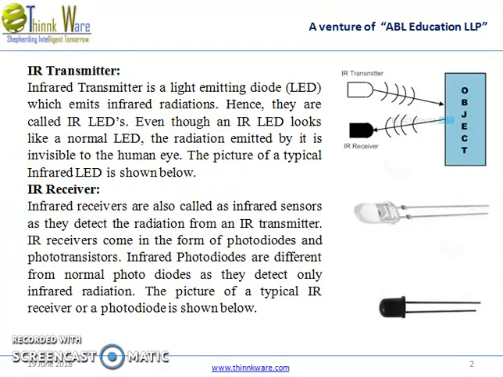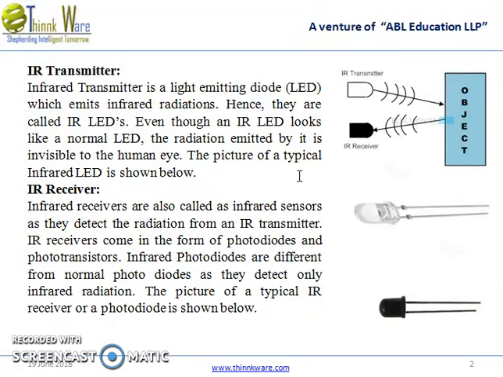IR transmitter. An infrared transmitter is a light-emitting diode which emits infrared radiation. Hence they are called IR LEDs. Even though an IR LED looks like a normal LED, the radiation emitted by it is invisible to the human eye. The picture of a typical infrared LED is shown below. Try looking at this IR transmitter using your phone. Then you will be able to see the IR radiation.